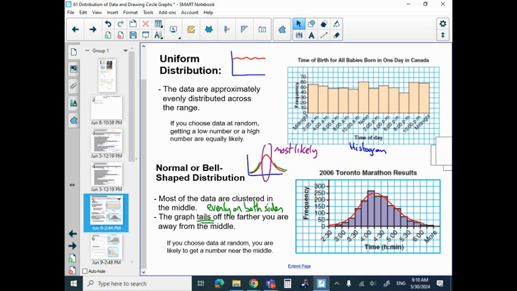Okay, so that's a normal shape, and the normal or bell distribution is really common.